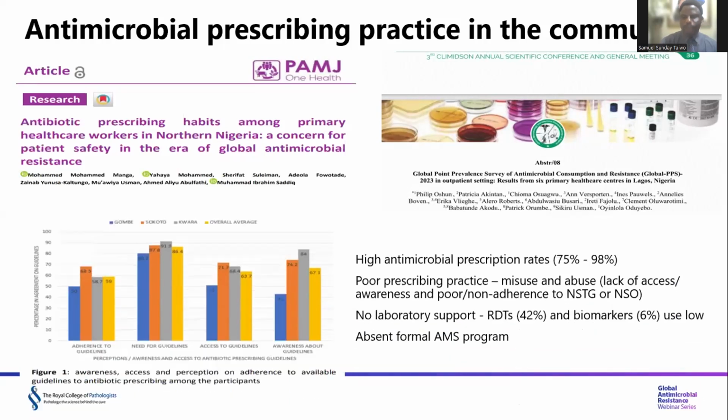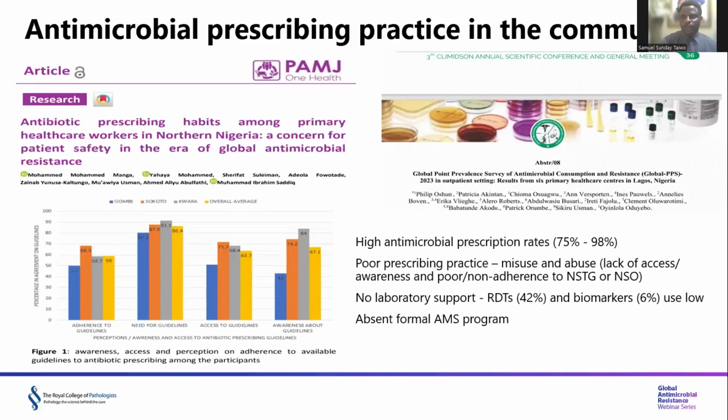And the results of these 2 studies are very comparable. There was a high antimicrobial prescribing rate at the time of the survey, 75% in the north, and in the south, 98%. There were poor prescribing practices with misuse and abuse of antimicrobials, essentially because of lack of access or lack of awareness of the standard treatment guideline or the national standing order. And in situations where they had this standing order in the north particularly, there was poor adherence or even non-adherence to the standing orders, for various reasons adduced by these workers.